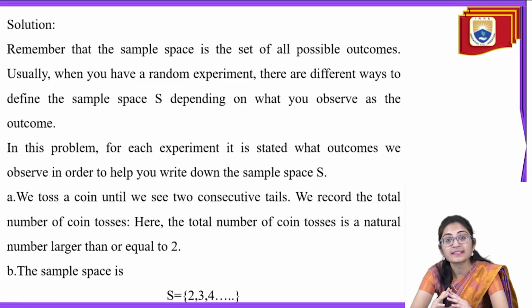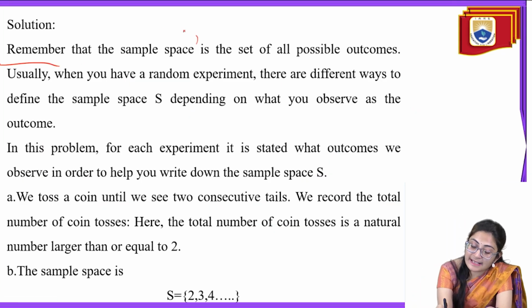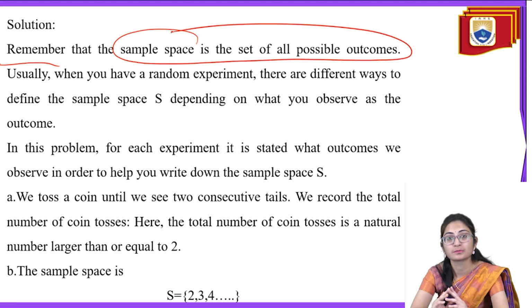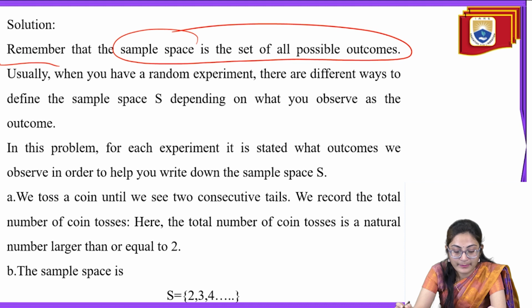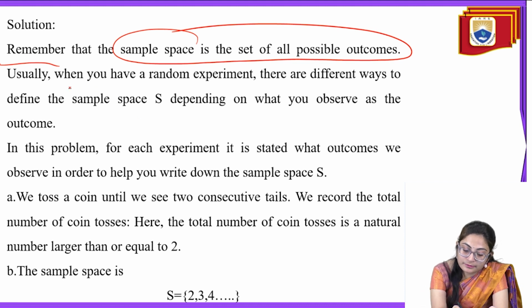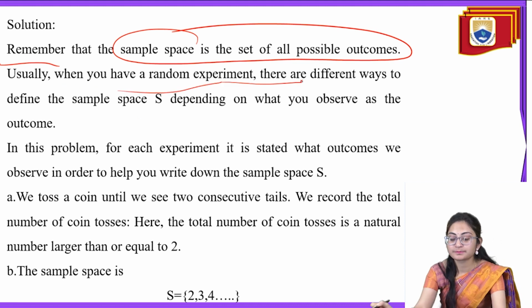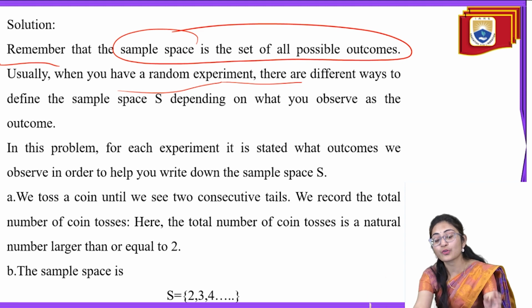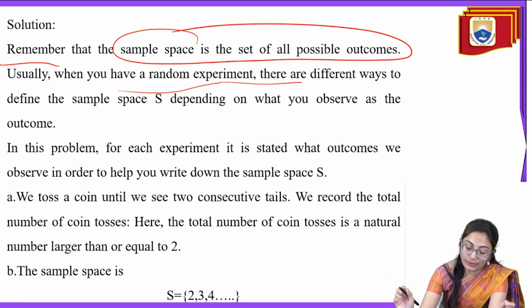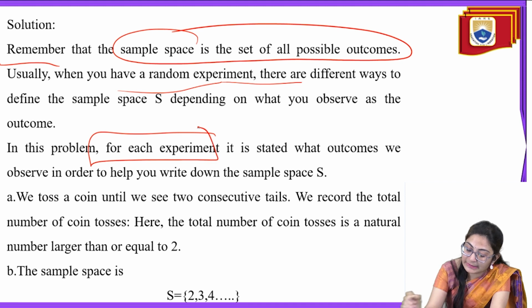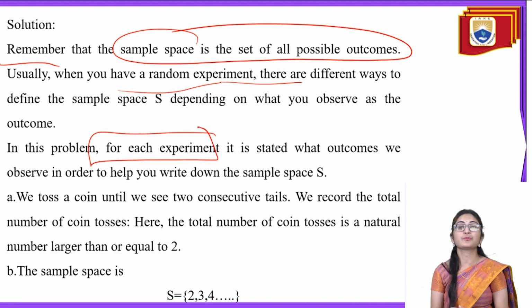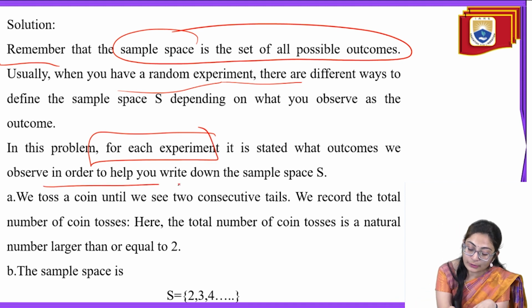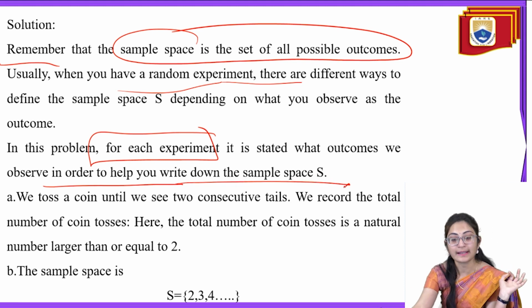Now here the solution is that you have to remember that the sample space is the set of possible outcomes. Usually, when you have a random experiment, there are different ways to define the sample space depending on what you observe as an outcome. So in this problem, for each experiment, it is stated what outcomes we observe in order to help you write down the sample space S.